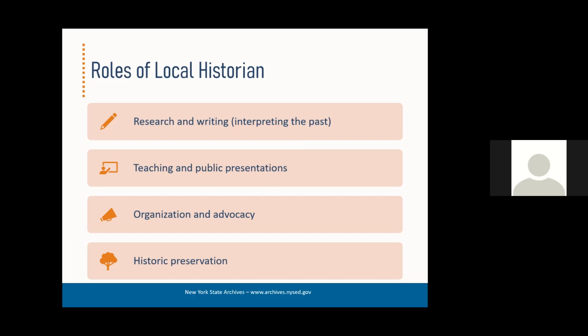And then we're talking about teaching and public presentations. So once you have this information, those stories, you want to share it with others, students, the public, make sure that information gets out. Then there's organization and advocacy. Historians need to organize these records so that they can be found and shared after all. And once they have been found, you want to make sure you're shouting from the rooftops, talking about what you have so that everyone will listen.